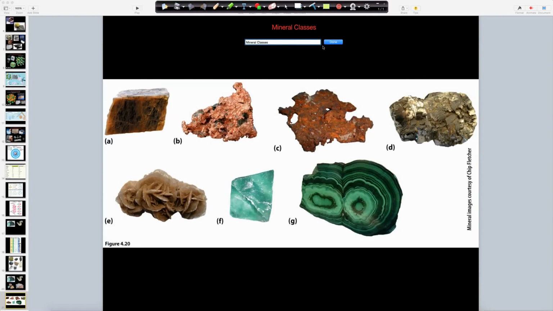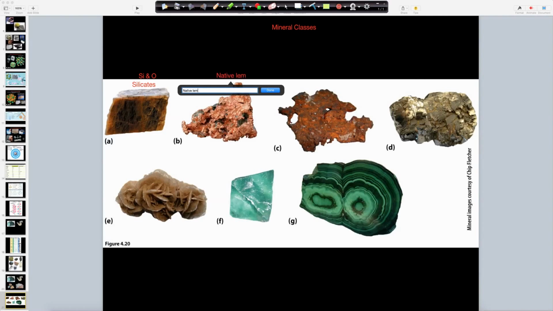So there's 7 major mineral classes, and I'm just going to go through them. The first one we already talked about is silicates. Silicates have to have silicon and oxygen. If they don't have silicon and oxygen, they are not a silicate.